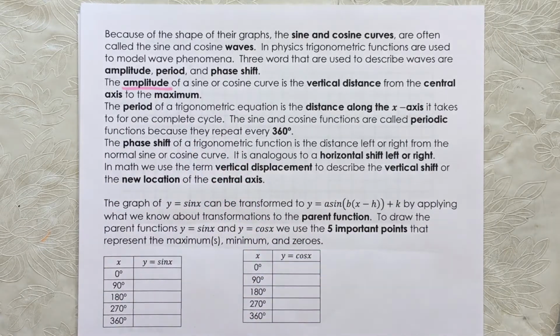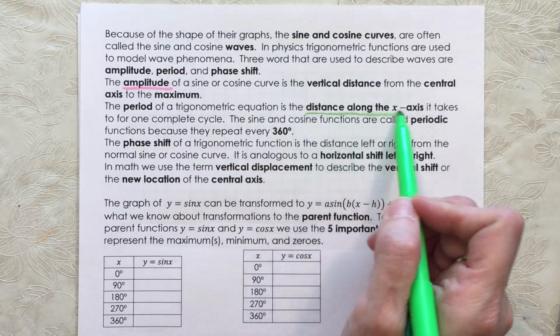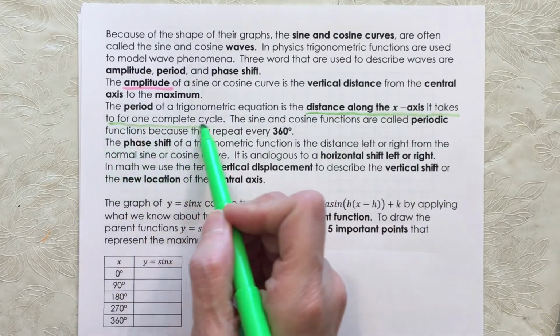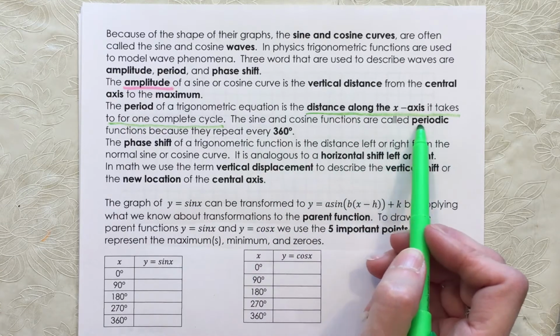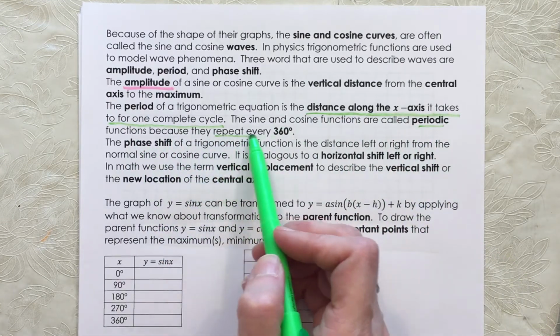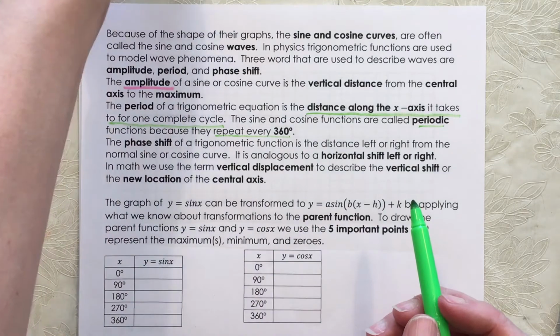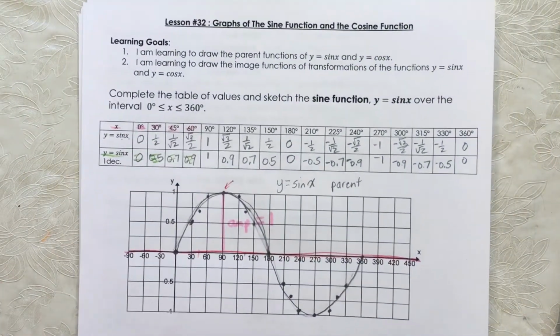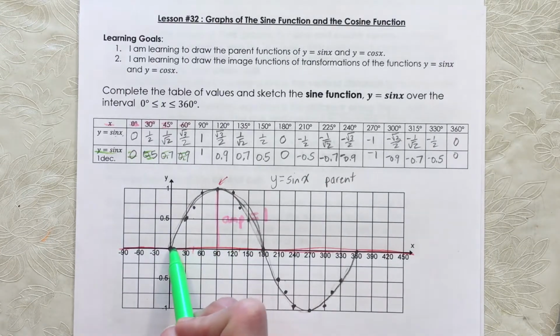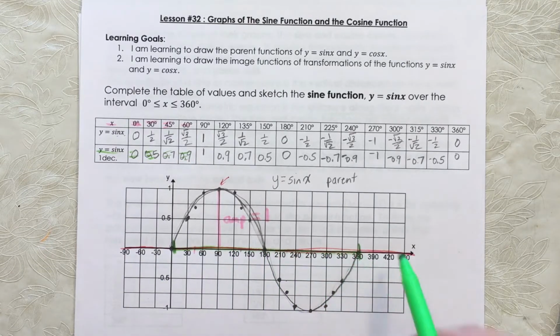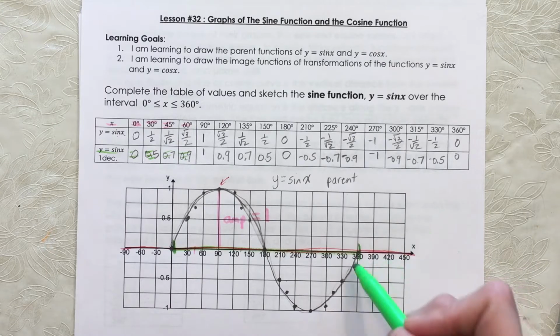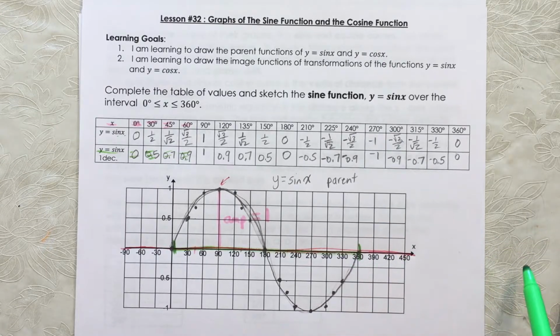cycle. So distance along the x-axis it takes for one complete cycle. And here it says that the sine and cosine functions are called periodic functions because they repeat every 360. So remember, period is the distance along the x-axis for one complete cycle. So we just learned, for one complete cycle of the sine curve, we start at 0, and along the x-axis we stop at 360 before we would start repeating again, before it would do another cycle.